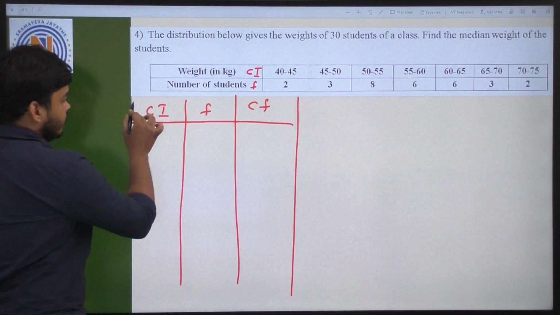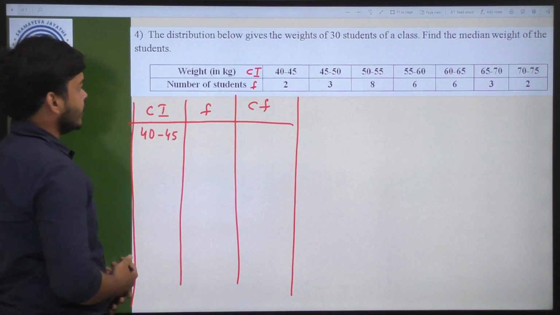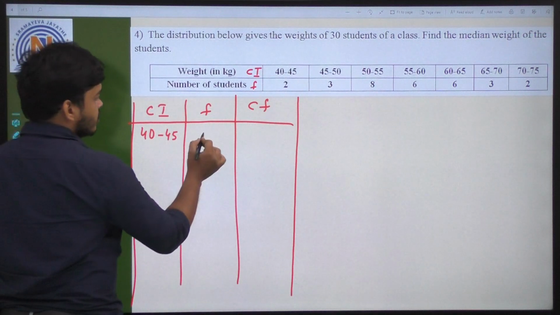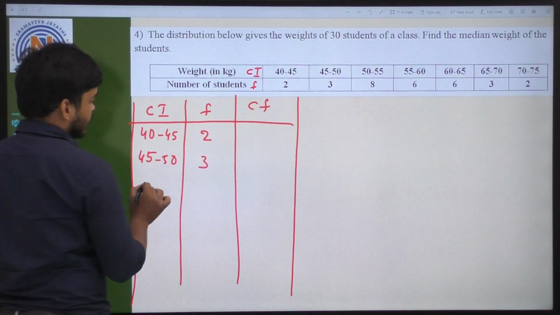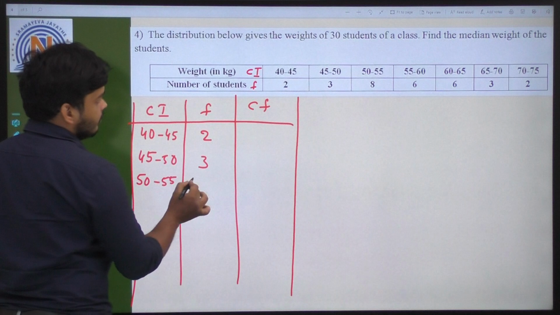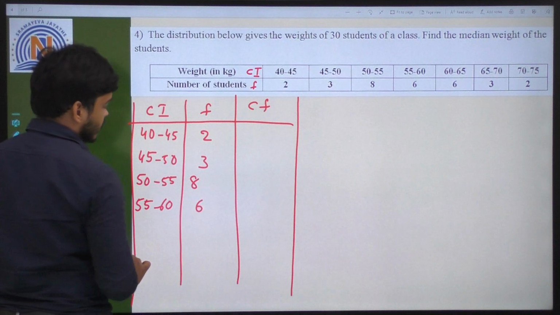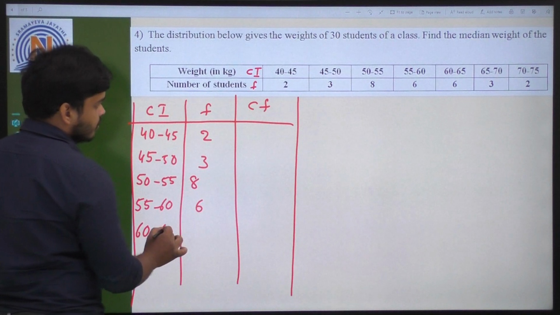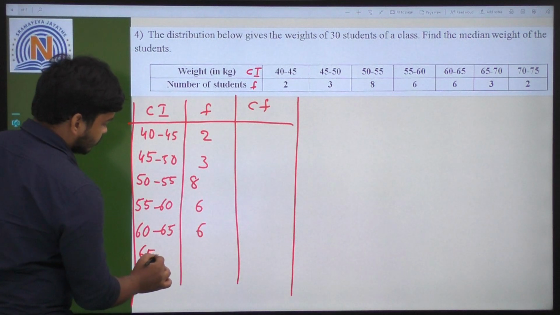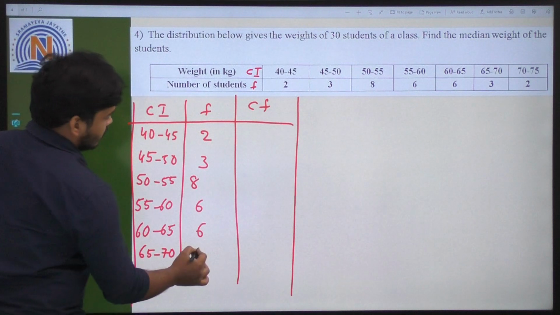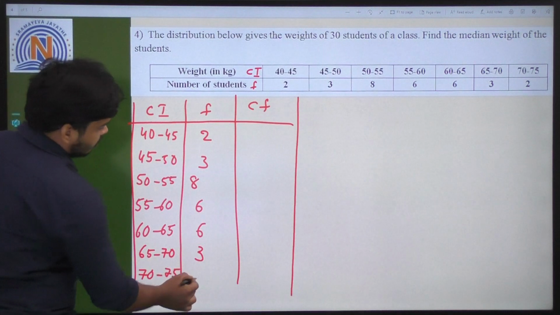Cumulative frequency. Now from the given table, class intervals: the weight 40 to 45 kgs, how many students are there? 2 students. 45 to 50 kgs, 3 members are there. 50 to 55, 8 members. 55 to 60, 6 members. 60 to 65, here also 6 members. 65 to 70, 3 members. And 70 to 75, how many members are there? 2 members are there.